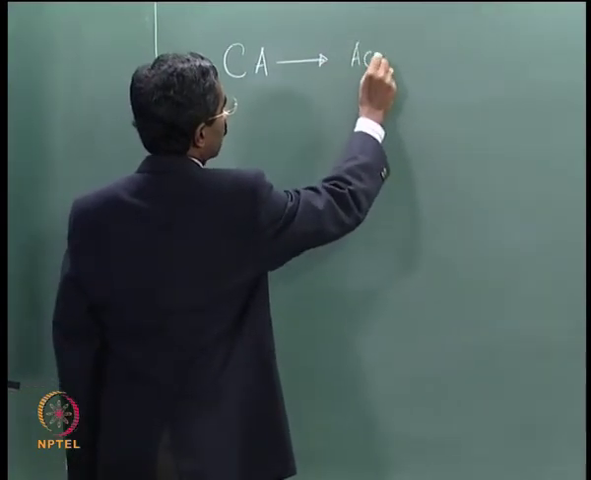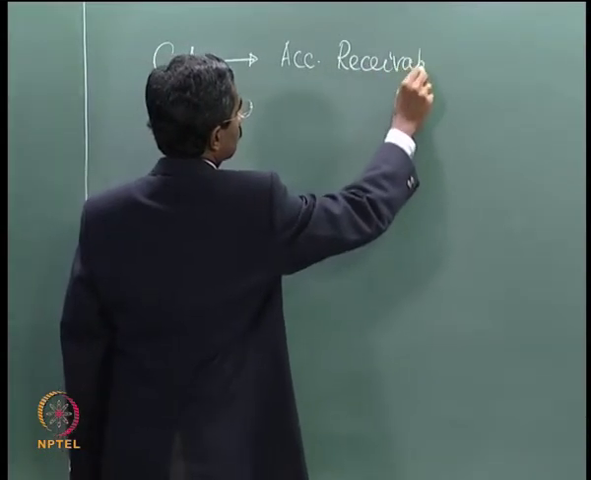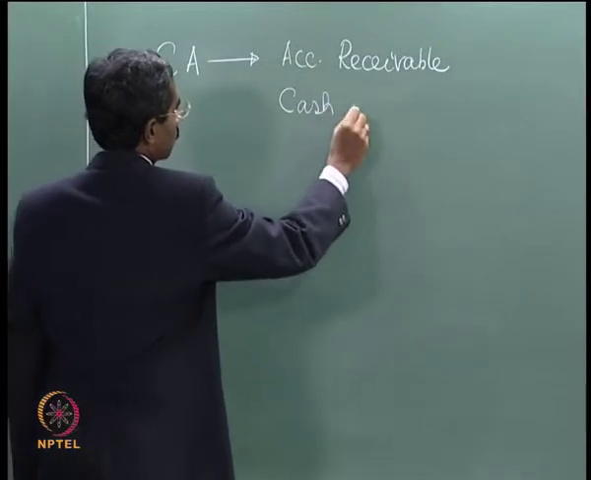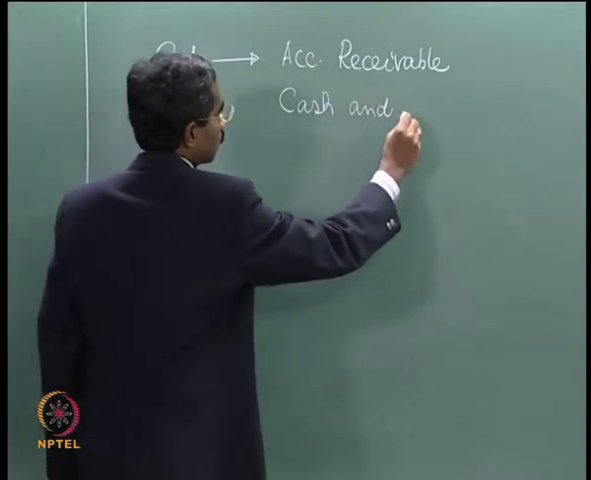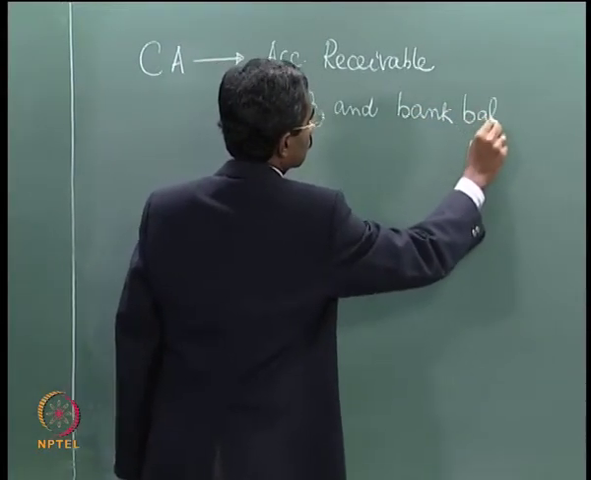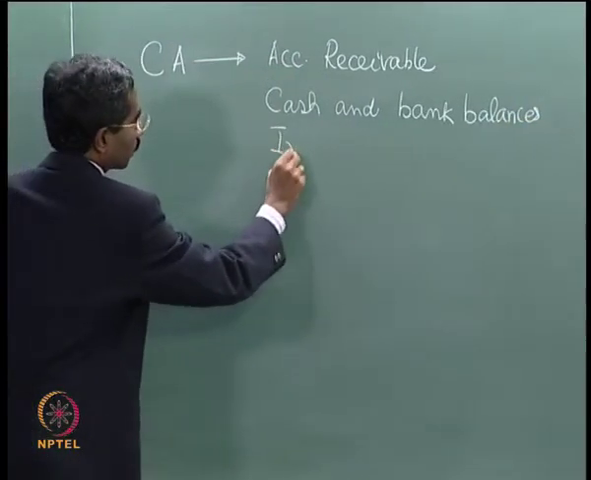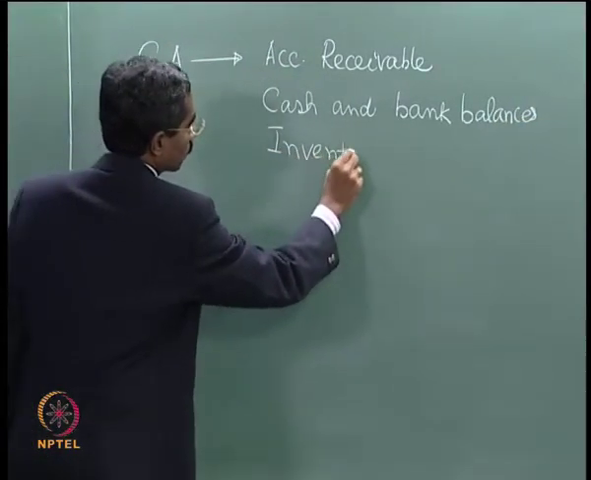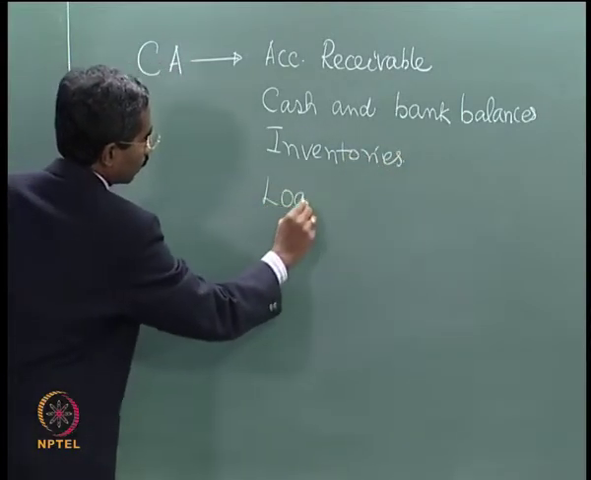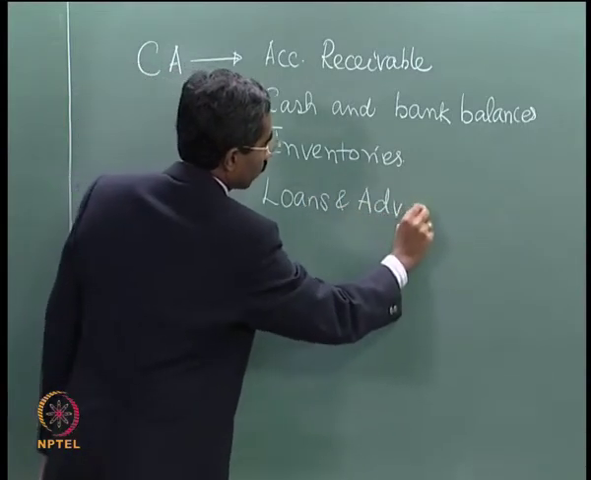You have accounts receivable, then you would have cash and bank balances, and then you would have inventories, and then you would have loans and advances that the company has made to its employees.